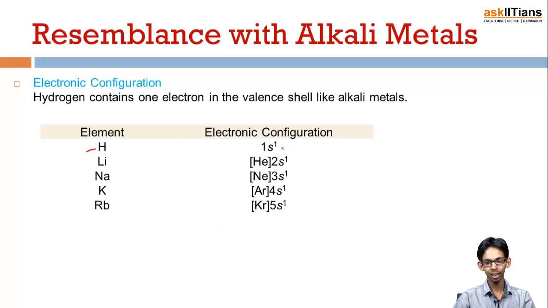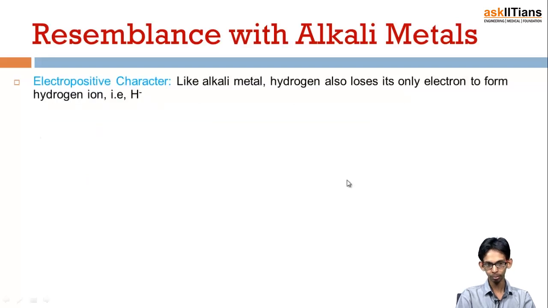Hydrogen has 1s1 electronic configuration. It has only 1 electron in its outermost orbit. Similar is the situation with the rest of the alkali metals. They all have ns1 type electronic configuration.